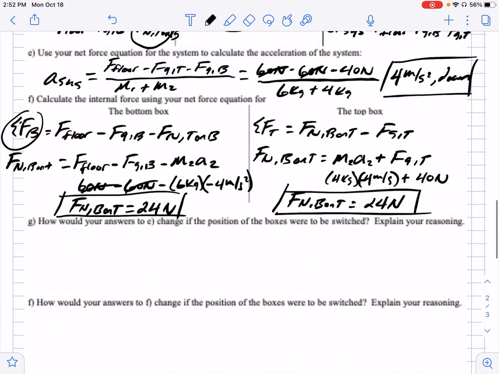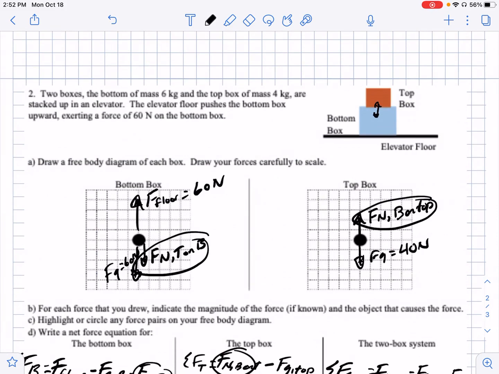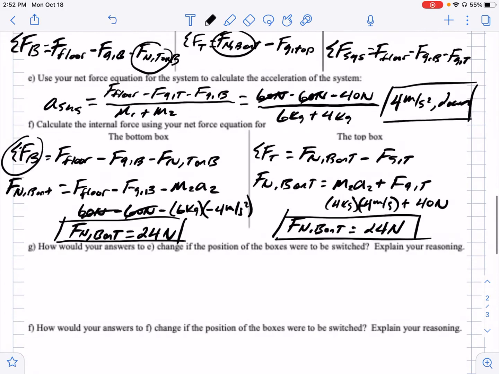The next part says, how would your answers to E, where we're calculating the acceleration, change if the positions of the boxes were switched? So we started out with the heavier box on bottom, now we're flipping that. The acceleration of your system is equal to the net force of your system divided by the mass of your system. And the mass of the system didn't change, right? We still have a 4 kilogram and 6 kilogram box. We just changed their position.